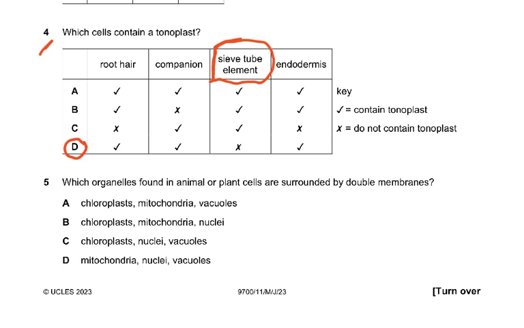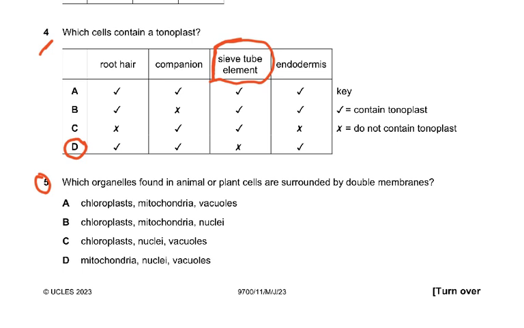Root hair cells also contain a tonoplast, companion cells also contain, and endodermal cells also have a tonoplast. So all of them except for the sieve tube, which has no tonoplast and there's just a little bit of peripheral cytoplasm. Then question number 5, which organelles found in animal or plant cells are surrounded by double membrane?